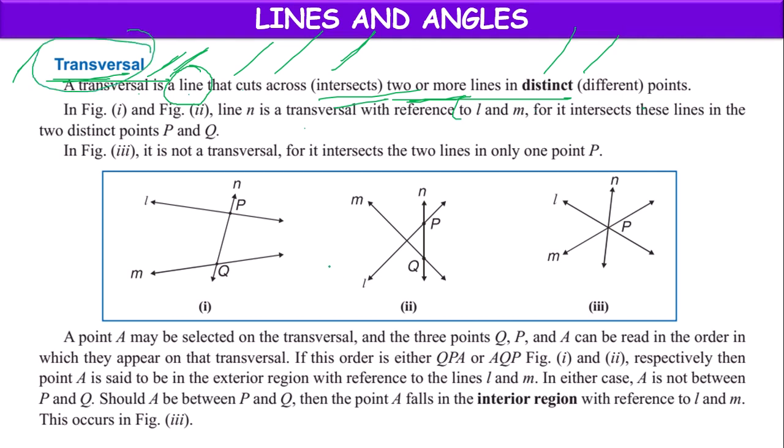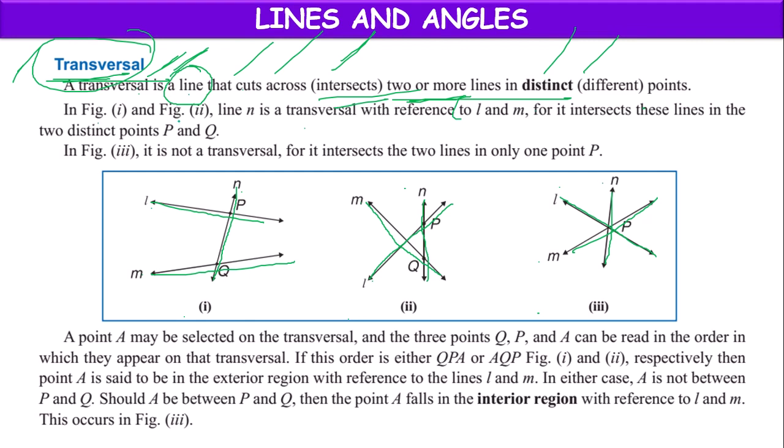If you have two or more lines, like here, L and M are two lines. Here, L, M, N, three lines are there. So in the first diagram, second diagram, and third diagram, we have three lines, L, M, N.